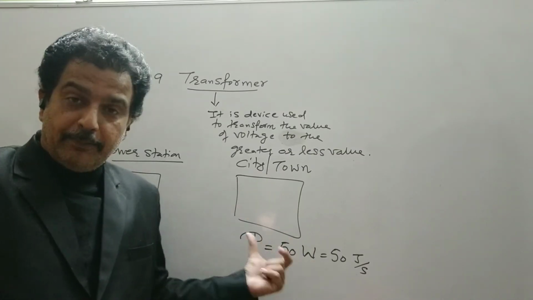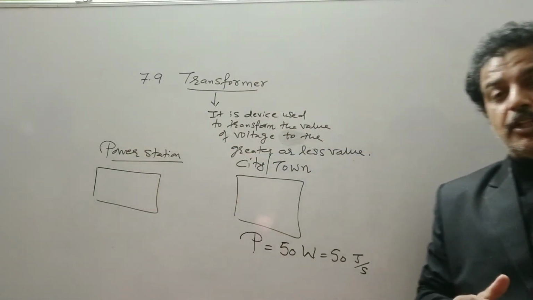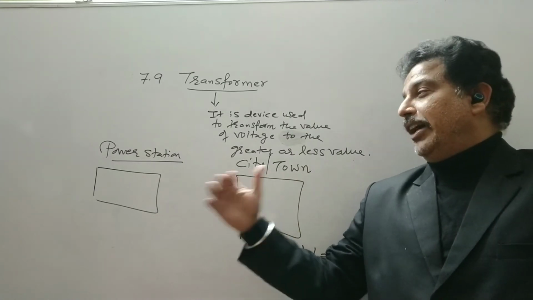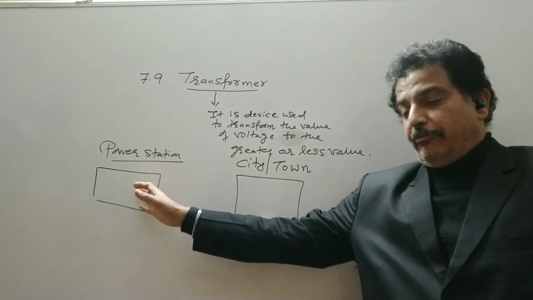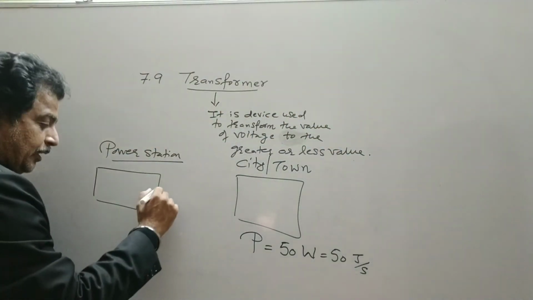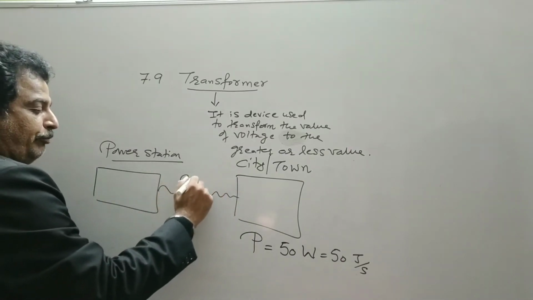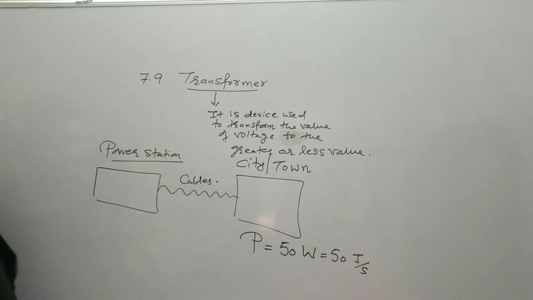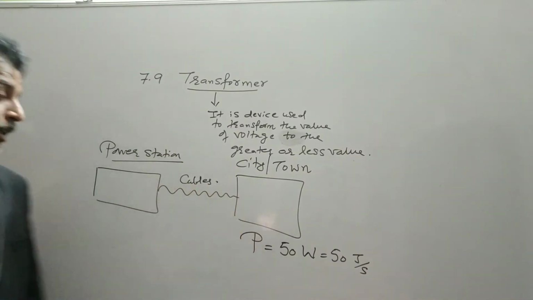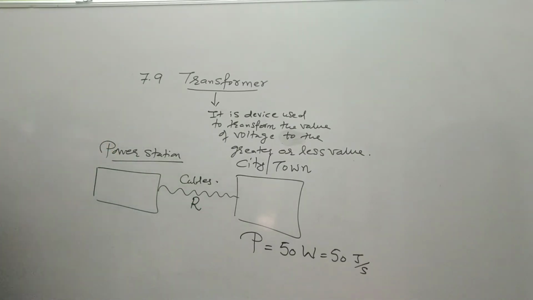This is the requirement. Now this requirement should be fulfilled by the power station from where the power is transmitted, or from where the current is transmitted from one place to another with the help of cable wires. So suppose these are the cable wires through which the current is being transferred from one place to another. Now this cable wire suppose has a resistance R.